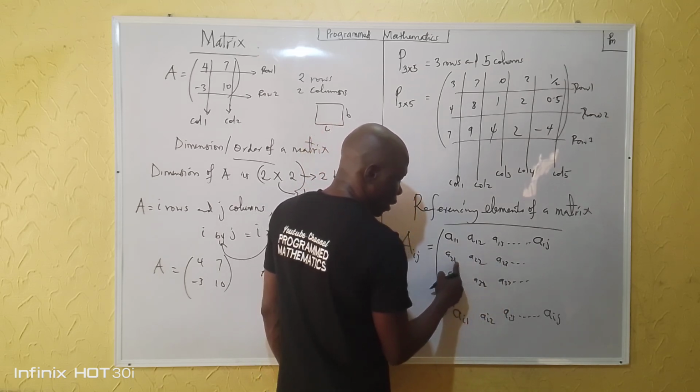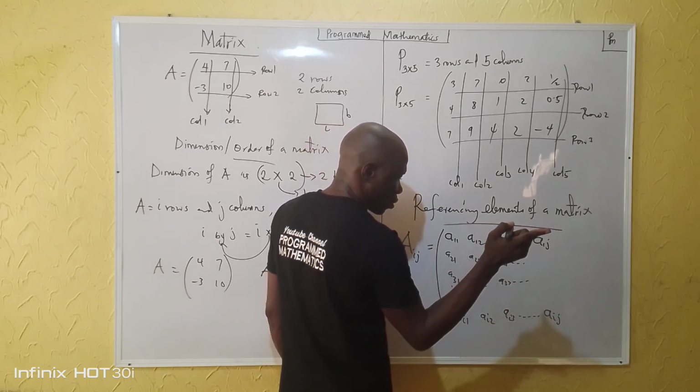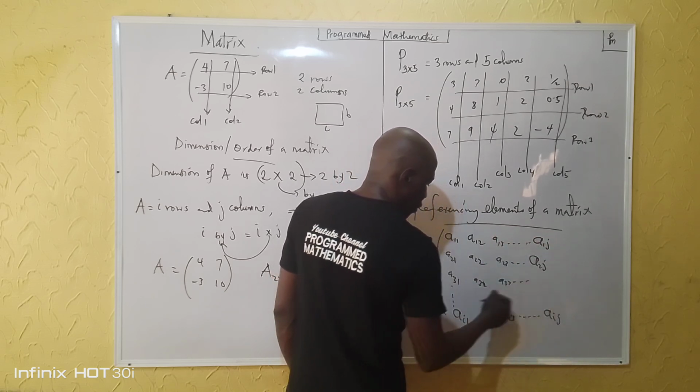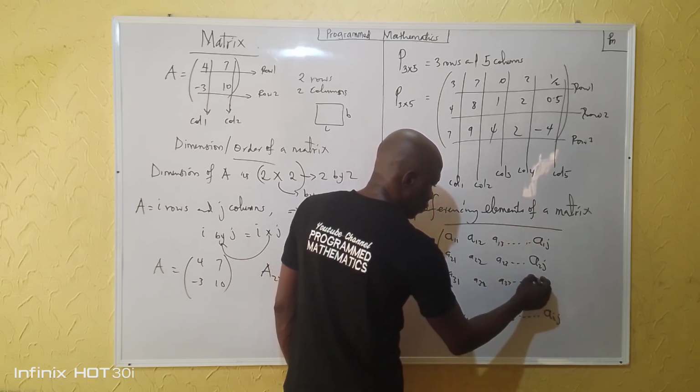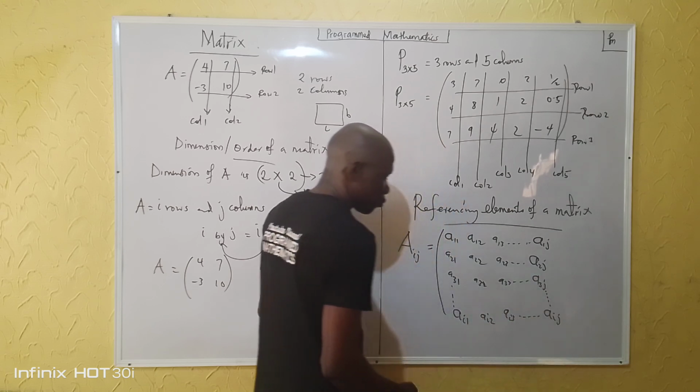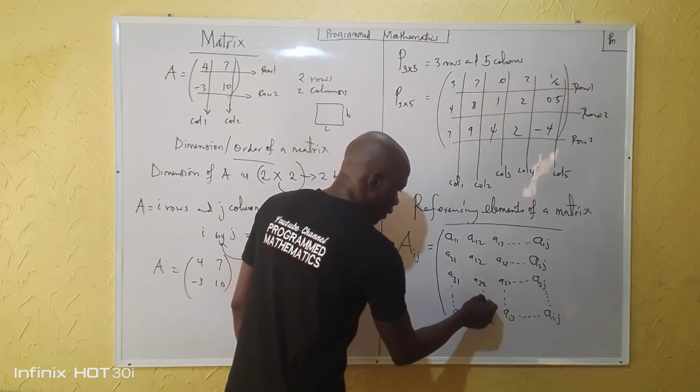This one up here, a21, a22, a23. So the second numbers here represent the columns. Don't forget that. So this continues to a2j. Like that, this one also continues to a3j. So bring this one down. Okay, so this continues like that.